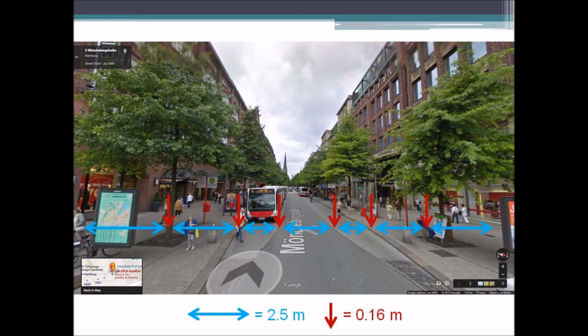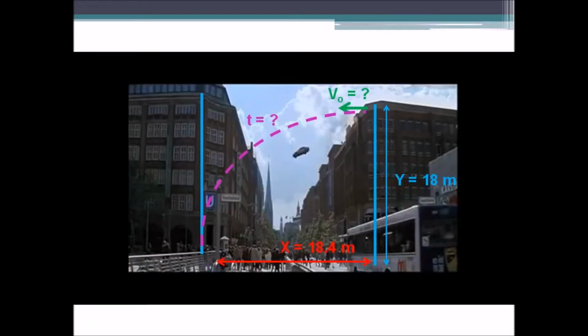In addition, we must consider the distance between lanes, approximately 0.16 meters. After full calculation, the roadway and sidewalk end up measuring approximately 18.4 meters across. Therefore, we can apply these values to the original scene and move to the next step of calculation.